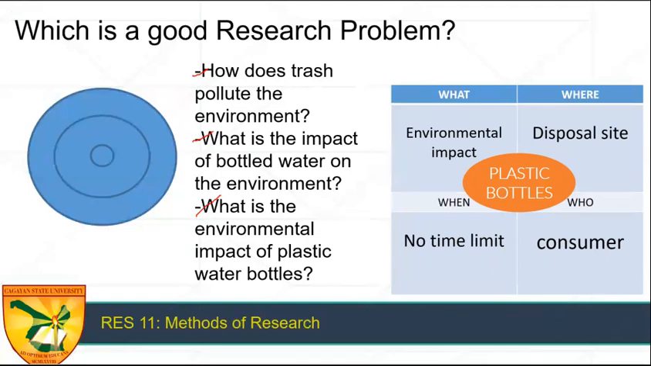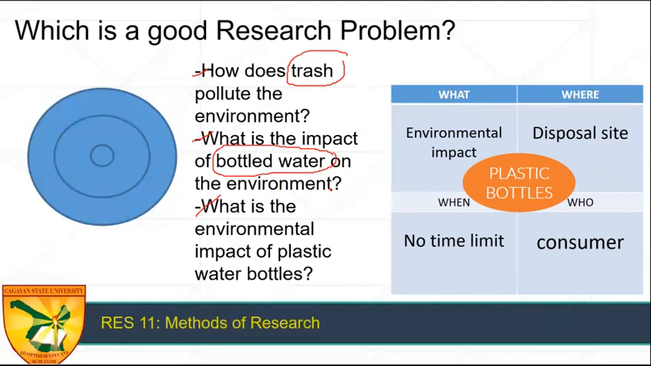So for option number one, how does trash pollute the environment? So this is too broad because what kind of trash are we looking for? For the second option, this is close enough. What is the impact of bottled water on the environment? It seems to be a good research problem already. But what aspect of bottled water? What aspect of bottled water are we looking for?